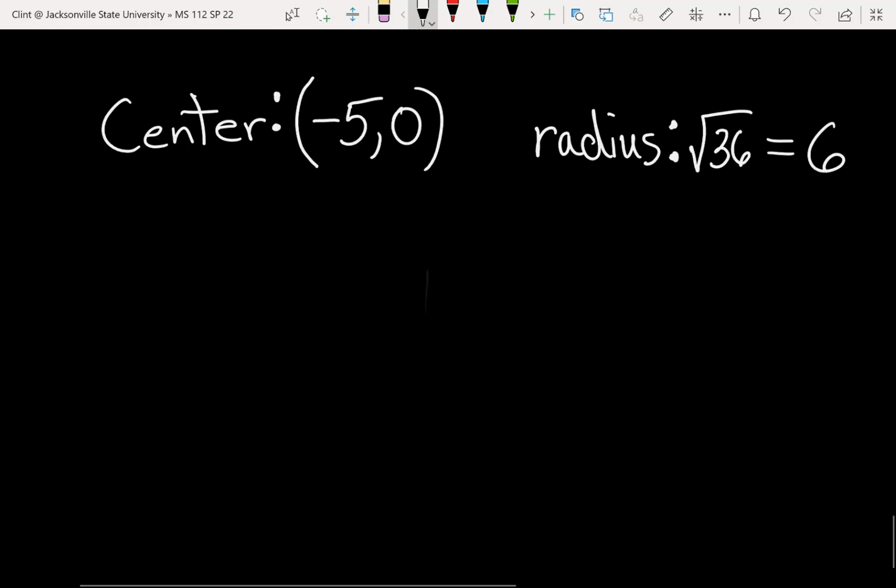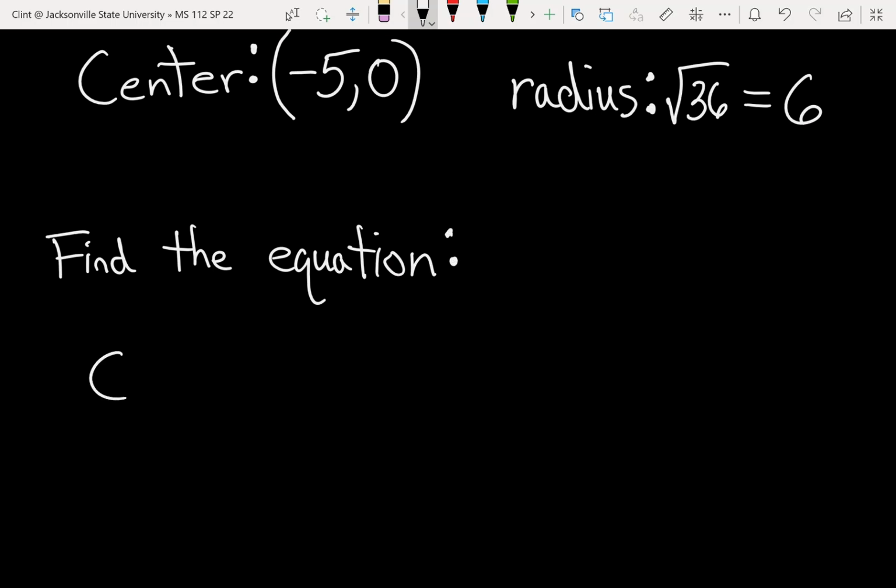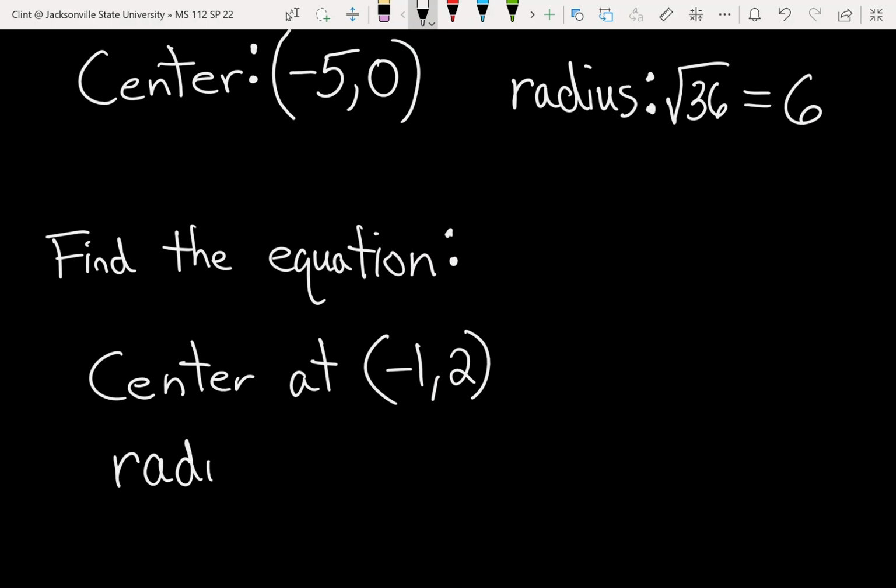Let's do one more going the other way, and then I'll show you how to do these on WebAssign. So there's one where it wants you to actually graph the circle. Show you how to do that. I'm going to be lazy and just say find the equation. Okay, we have the center at -1, 2, and our radius is 2.